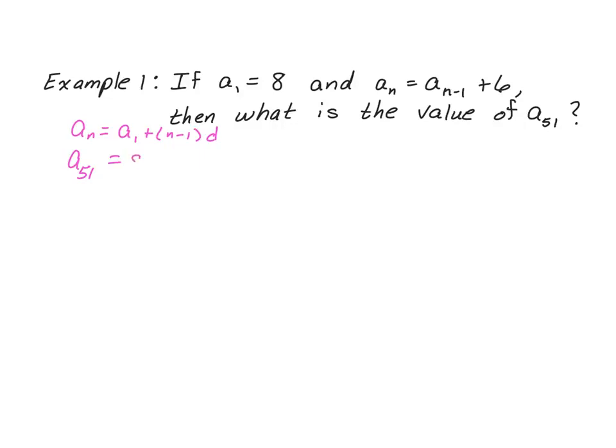Well, your first term here is 8. The n value is 51, which means that goes right in here. That gives us 51 minus 1. And then our difference, well, the difference we can get from your recursive equation, because your recursive equation is a sub n minus 1 plus d. And so 6 is your common difference here. All right, so working this out, this is 50 times 6, which is 300, so that comes out to 308.